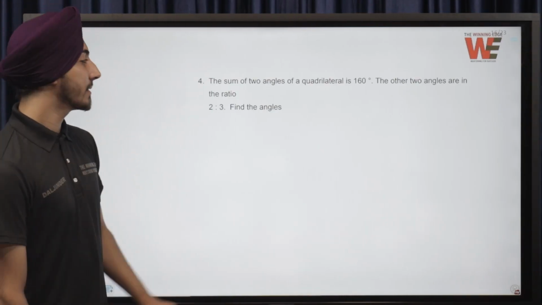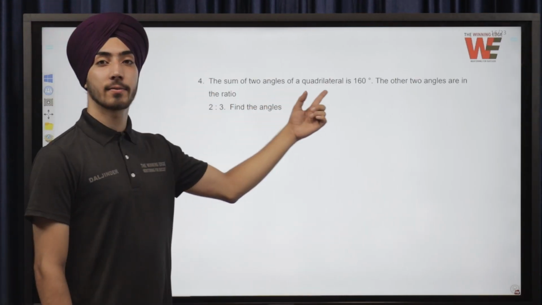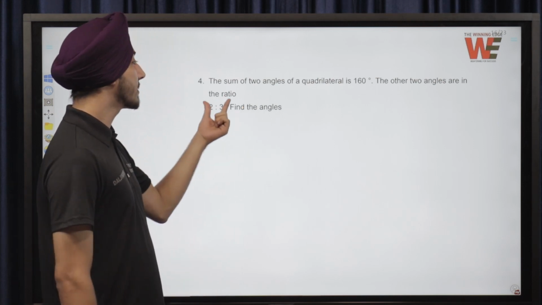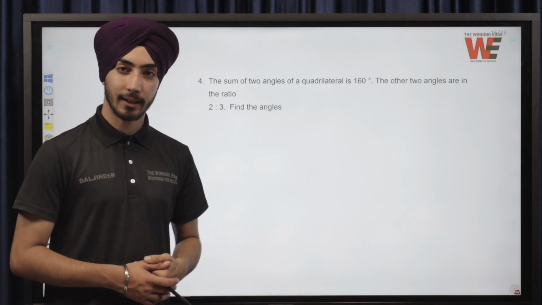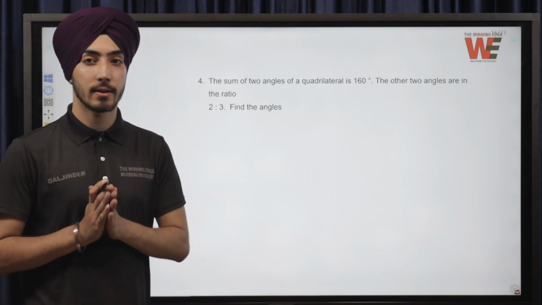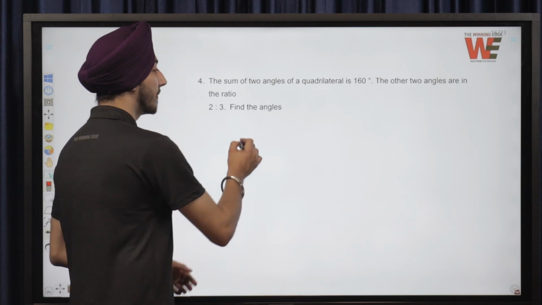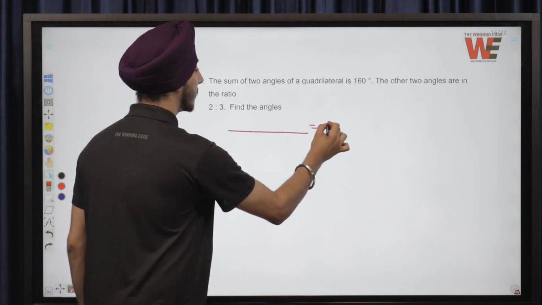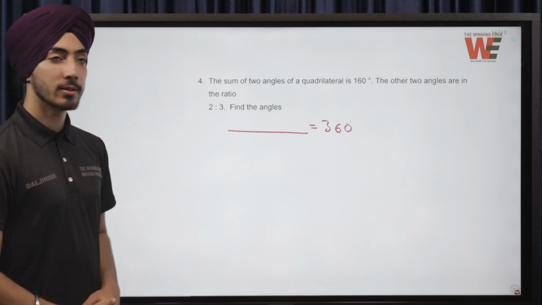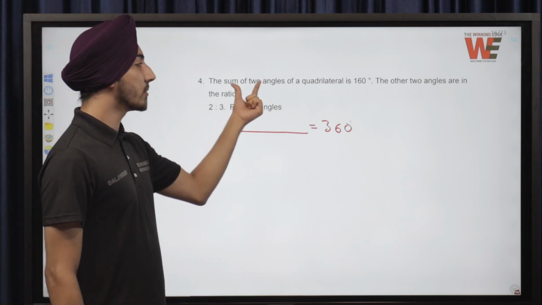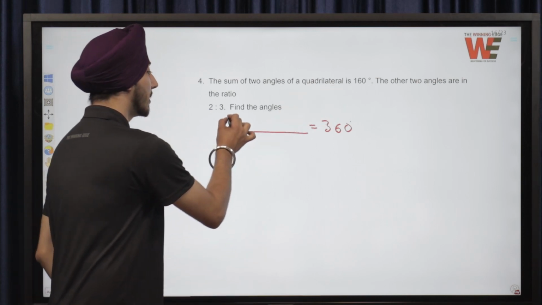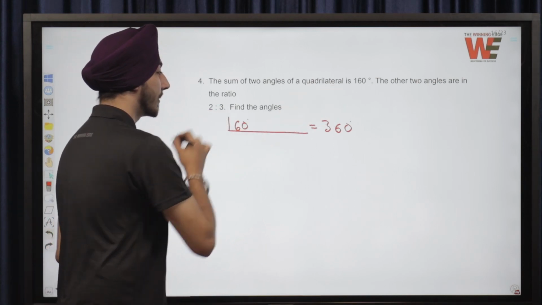So question number 4 says the sum of two angles of a quadrilateral is 160 degree. Okay. The other two angles are in the ratio 2:3. Find the angles. Okay. Now, as we know, the sum of angles of a quadrilateral is 360 degree, right? So if I add up all the angles and I put it equal to how much? 360 degree. Now there are 4 angles in a quadrilateral, right? So it has already told us the sum of two angles is already how much? 160 degree. So the first two angles I'm writing down 160 degree, right?